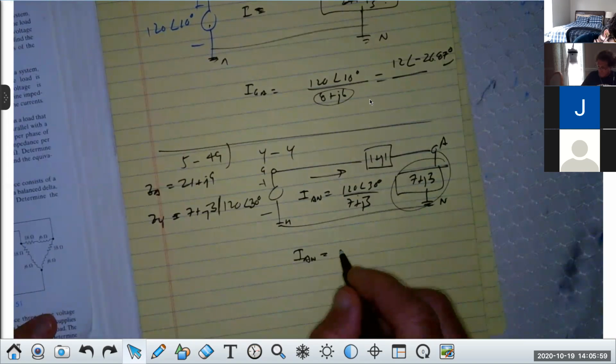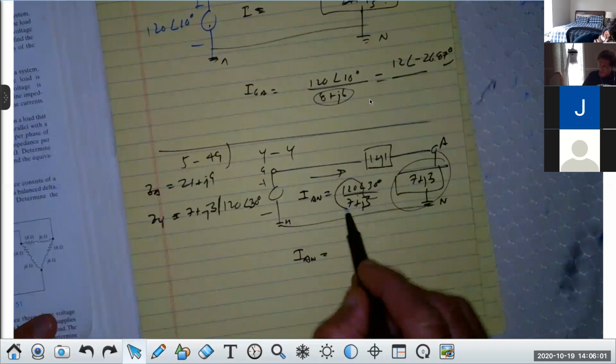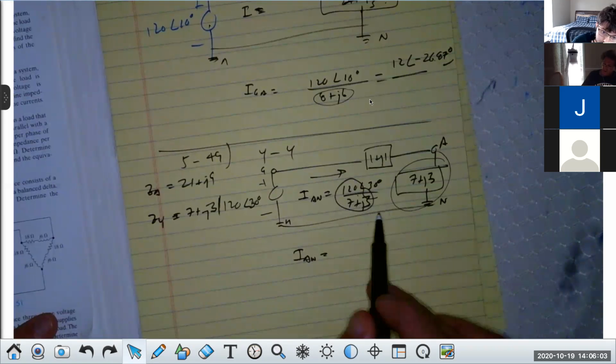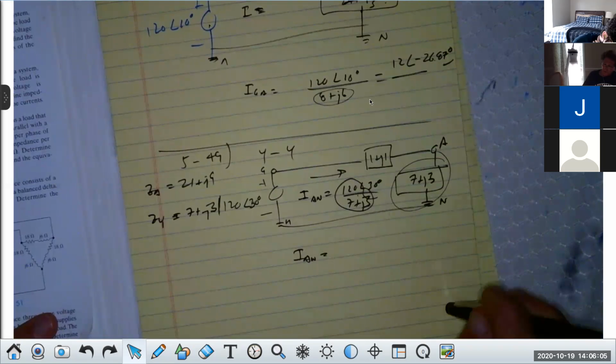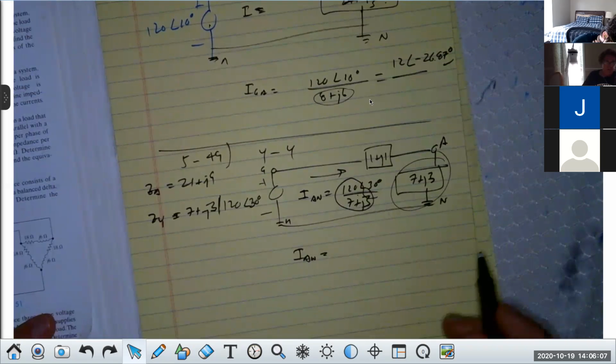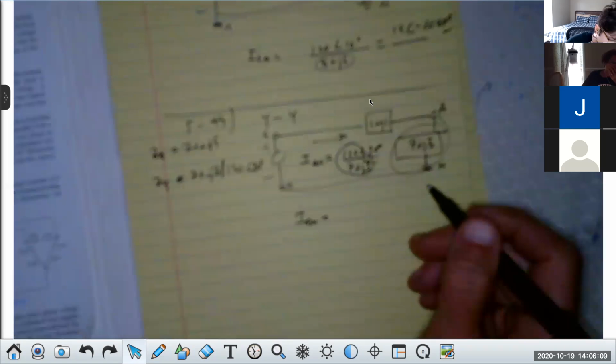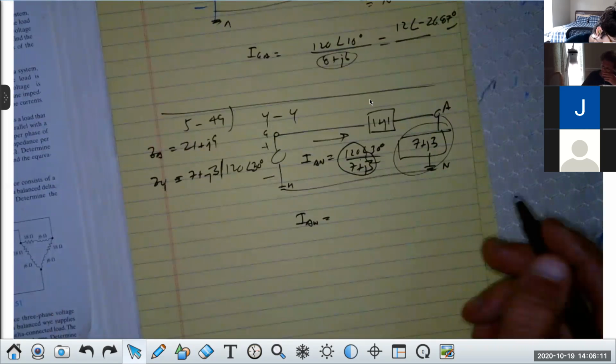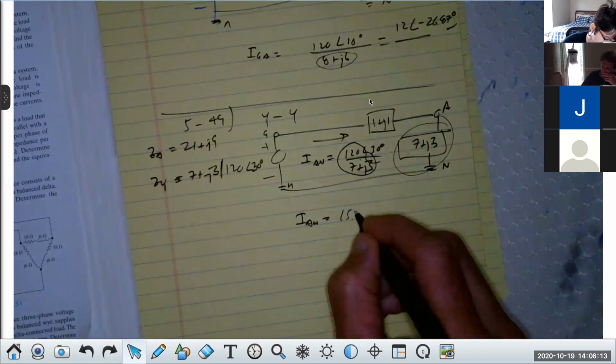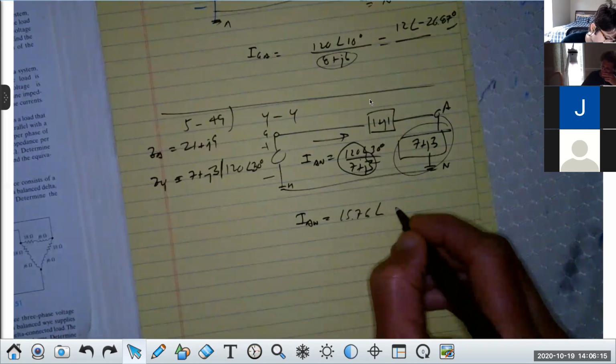120. No, remember, it's the magnitude of the current I want. Oh. So it's 120 at 30 degrees over 7 plus J3. You can give me the whole value. It's 15.76 at an angle of 6.8.